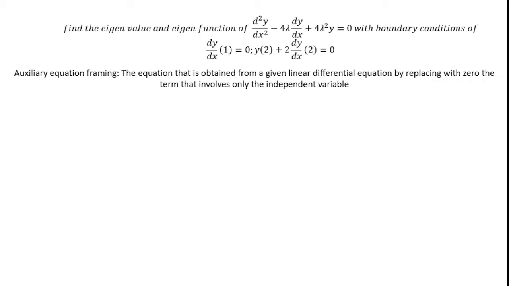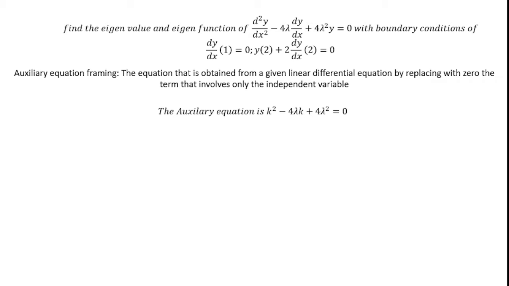So what is meant by framing the auxiliary equation? We should be aware that it is the equation obtained from a given linear differential equation, as I told you about linear equations in our previous slide, by replacing with 0 the term that involves only the independent variables. So convert the equation by substituting 0 for the independent variable terms, and also for the dependent variable. For understanding this procedure, I can explain with the problem.